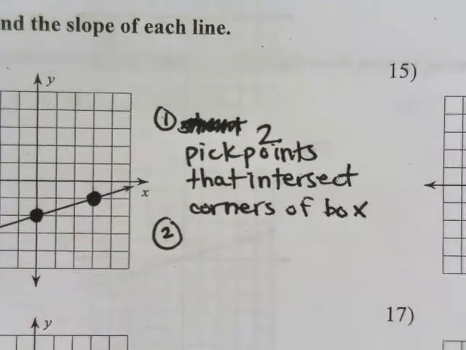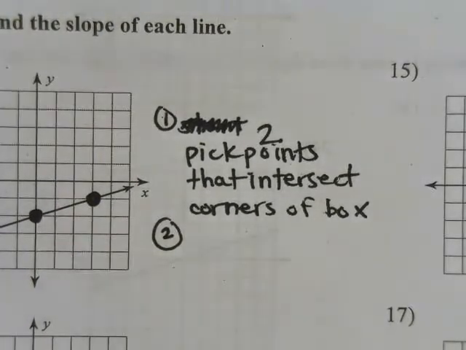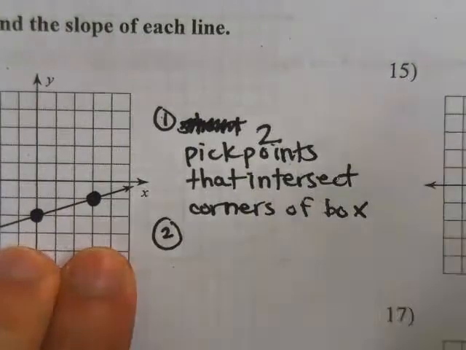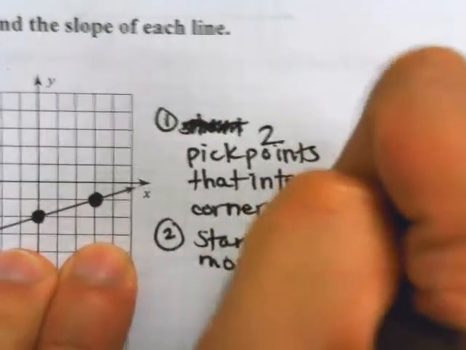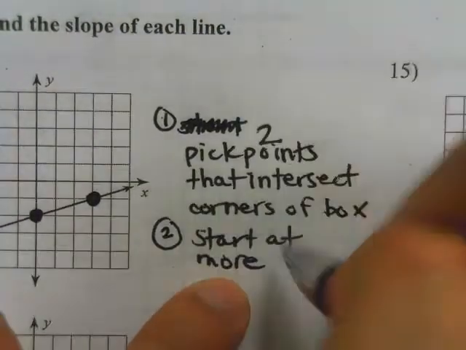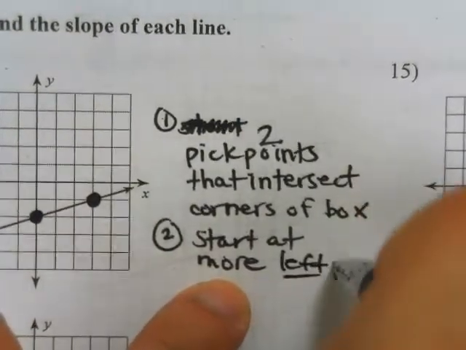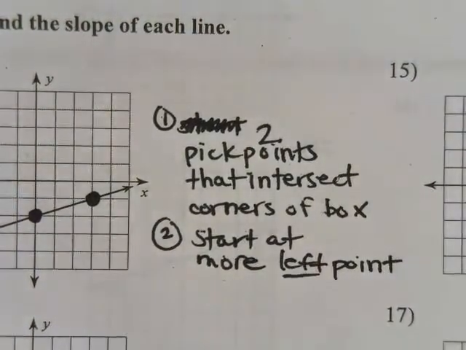This is where the mistake happens in my Algebra 1, and even sometimes my Algebra 2. Shoot, even sometimes my Calculus. You don't start wherever you want with your 2 points. You need to start, and excuse my English, at the more left point. The point that's more to the left. You don't choose where to start. You start on the more left point, the one that you picked. Okay.